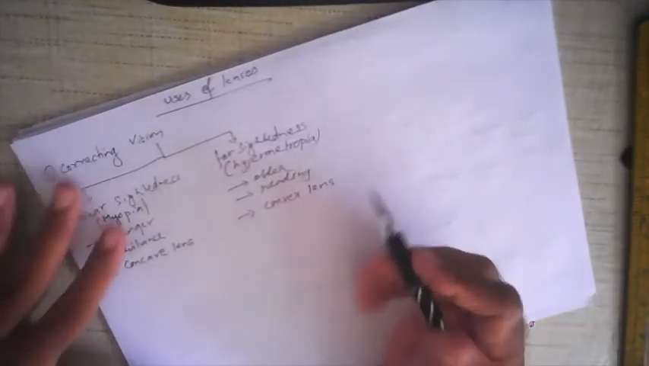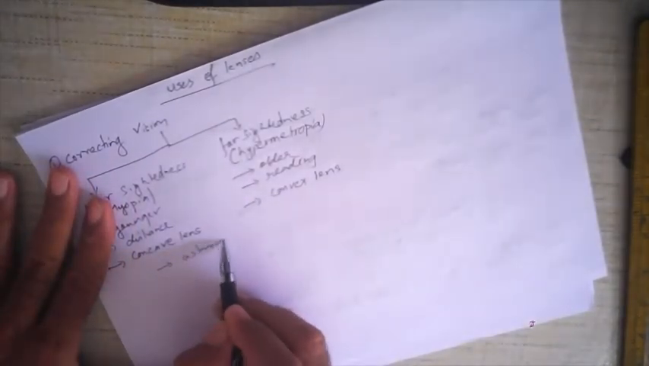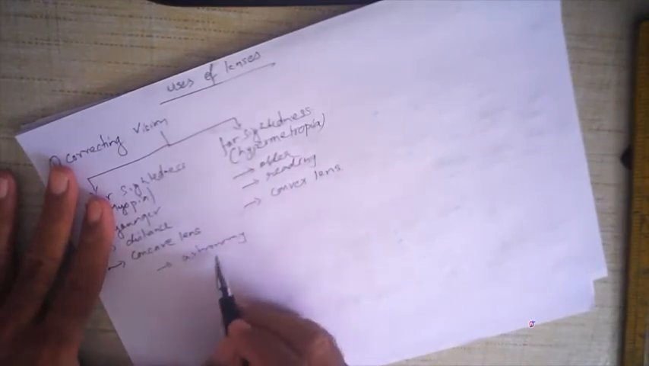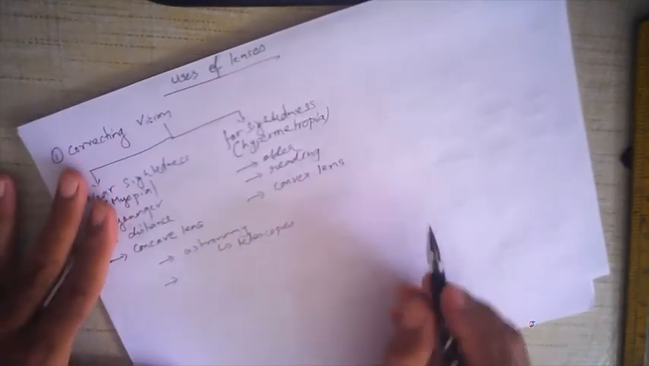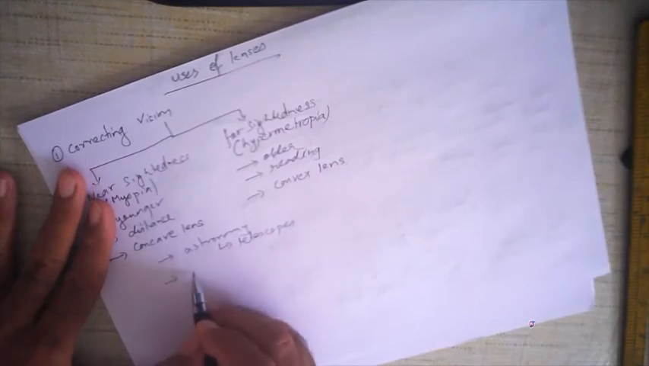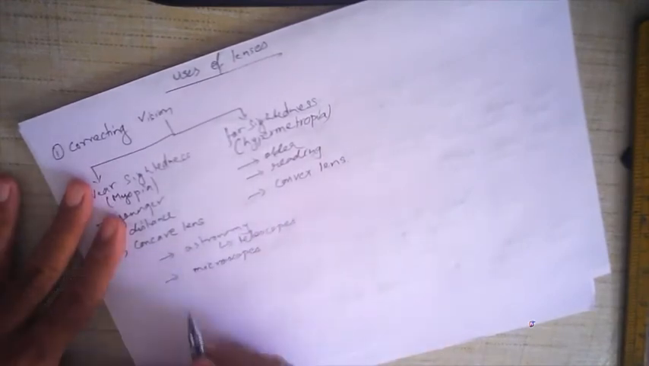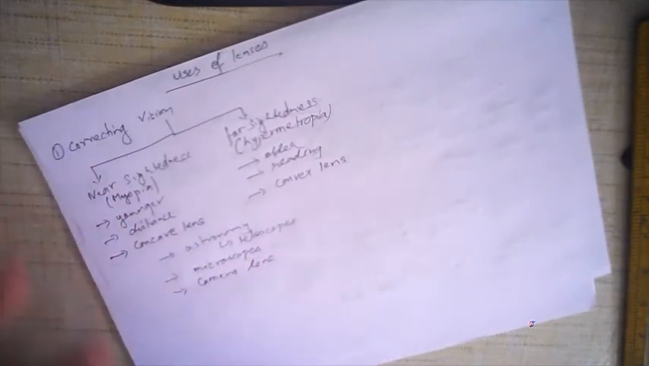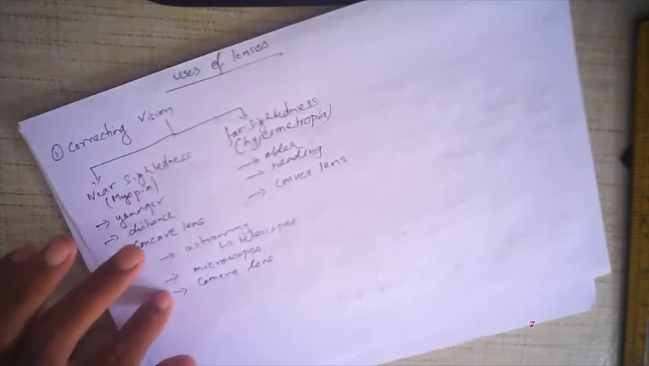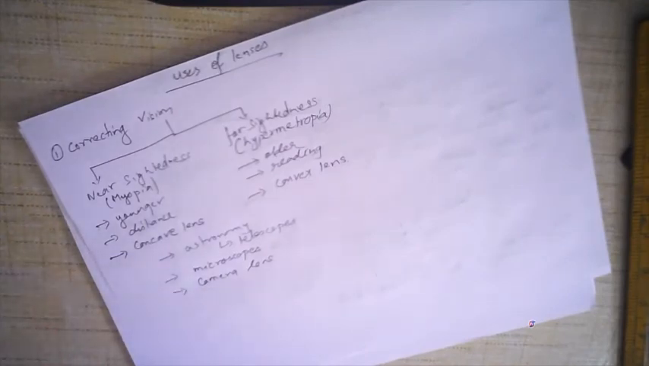Of course, they can also be used in astronomy to make telescopes. And in the medical field, lenses can be used to make microscopes, and also camera lenses. All of us are using smartphones, and most smartphones have cameras these days. They sometimes use a combination of lenses to get a clearer, better image.